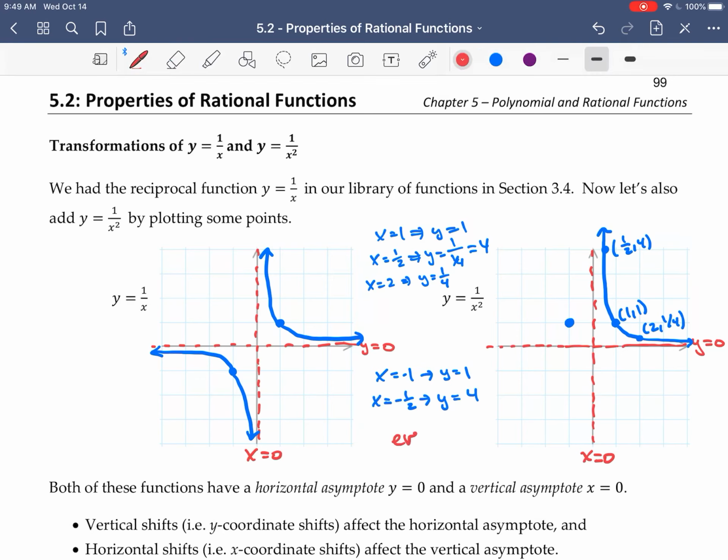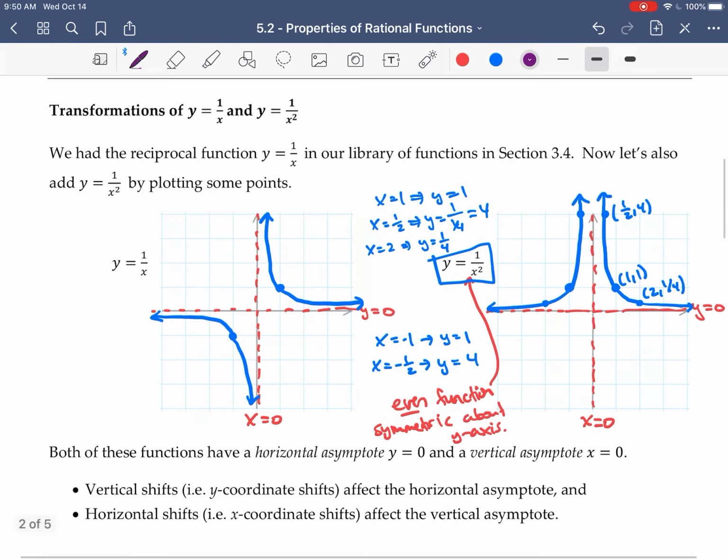Maybe I'll just write, so it's an even function. Okay, so that means it's symmetric about the y-axis. So these points are going to be in the same spots, and the graph is going to look the same on this side. Okay, so that's what it looks like. So that's the graph of 1 over x squared.